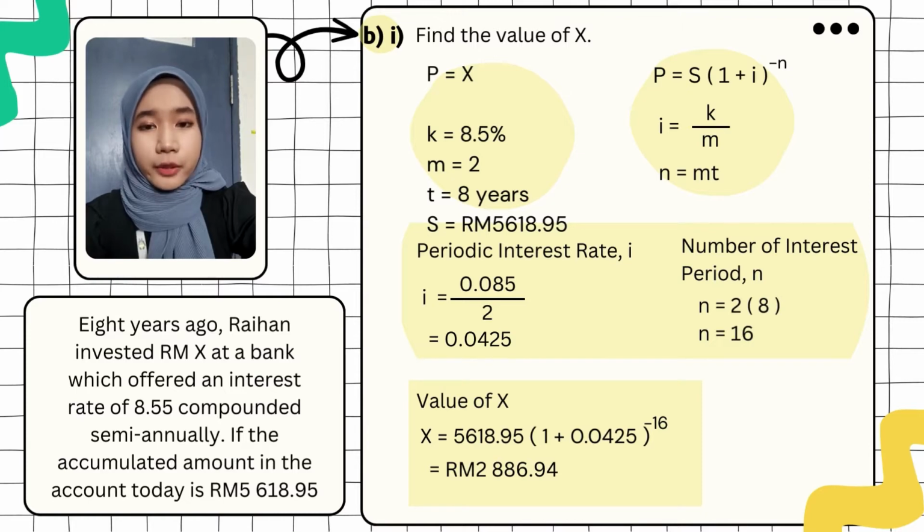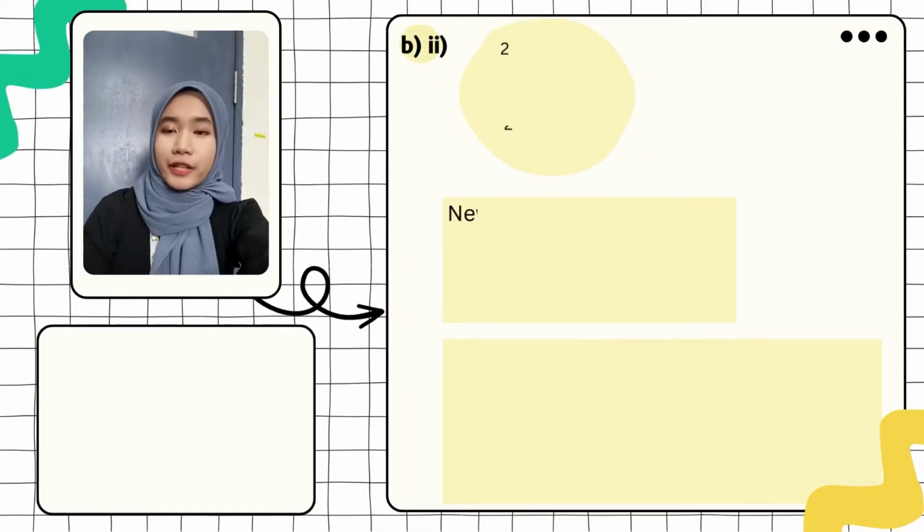We are going to use the formula P equals S(1 + i)^-n. i equals 0.085 divided by 2 equals 0.0425, and n equals 2 multiplied by 8 equals 16. So the value of X equals 5,618 ringgit 95 cents (1 + 0.0425)^-16, which equals 2,886 ringgit 94 cents.